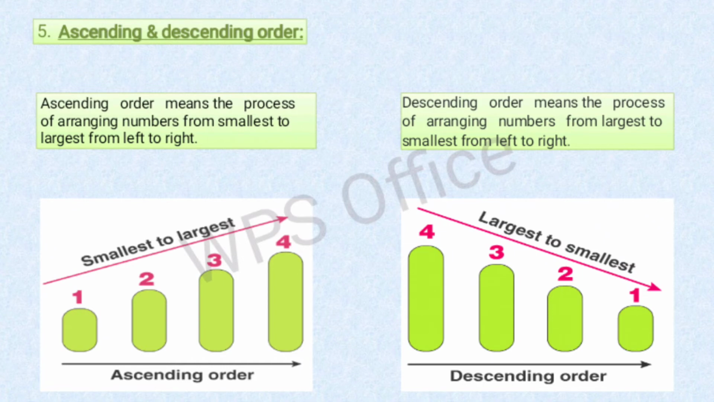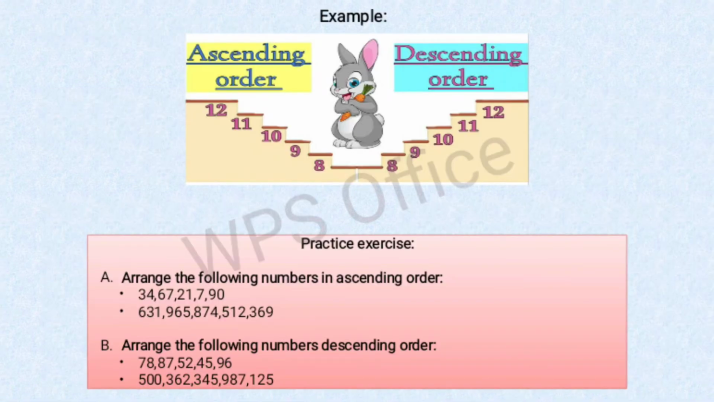Now, write down some number and arrange it in ascending order. 12, 11, 10, 9, and 8. Yes, the correct order is 8, 9, 10, 11, 12. Can you all write the ascending order list into a descending order list? Yes, the correct sequence will be 12, 11, 10, 9, 8. Now let's have a practice exercise.